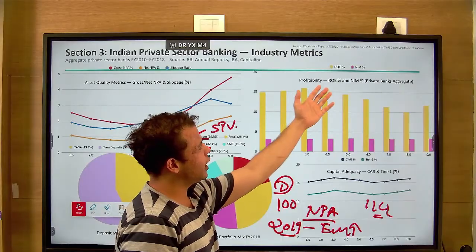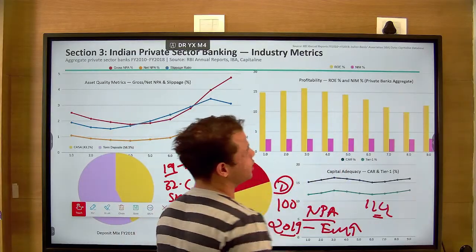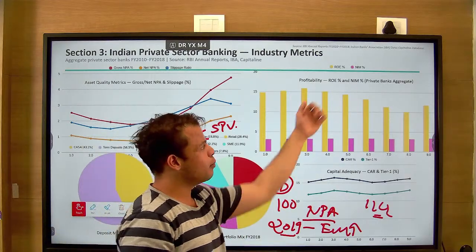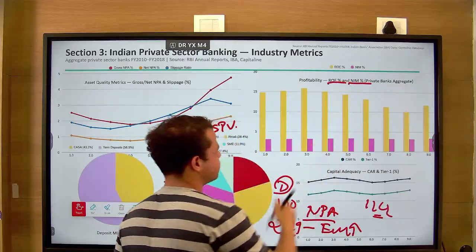This is about asset quality metrics and profitability, like what their ROE and net interest margin are, how much interest they are earning from the margin they receive. This is the bank's NIM and ROE.